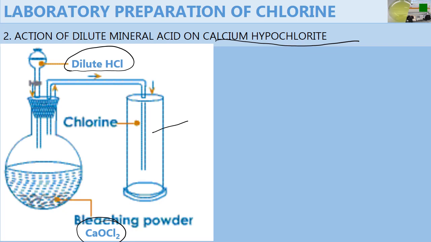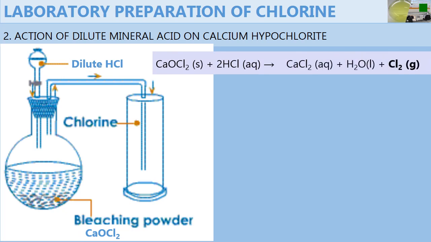Now, just as in the previous methods of preparing chlorine gas, this gas can be dried by passing it through concentrated sulfuric 6 acid. For the equation, calcium hypochlorite reacts with dilute hydrochloric acid to form calcium chloride, water, and chlorine is liberated.